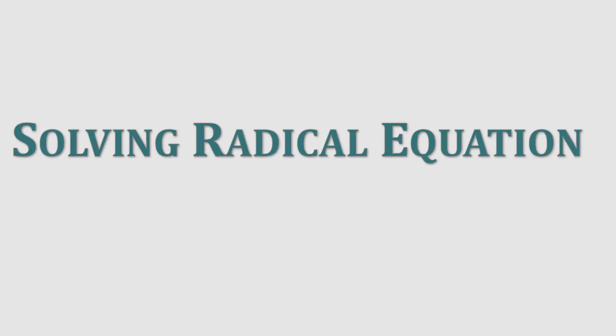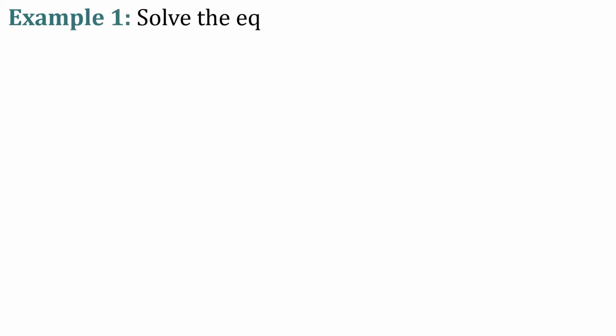Hello, in this video we are going to learn how to solve radical equations. So we're just going to dive right into examples. In this example we have 2 times the square root of x minus 1 equals 8. The first thing that we need to do every single time is to isolate our radical.